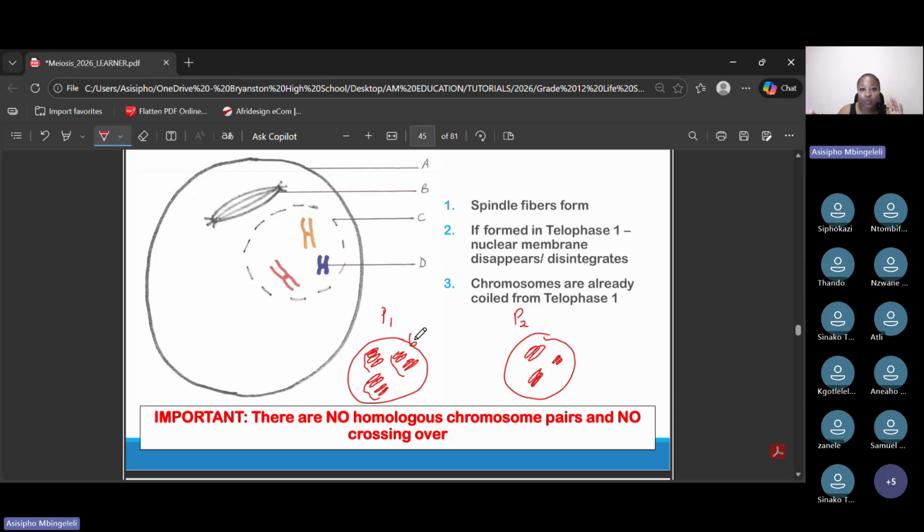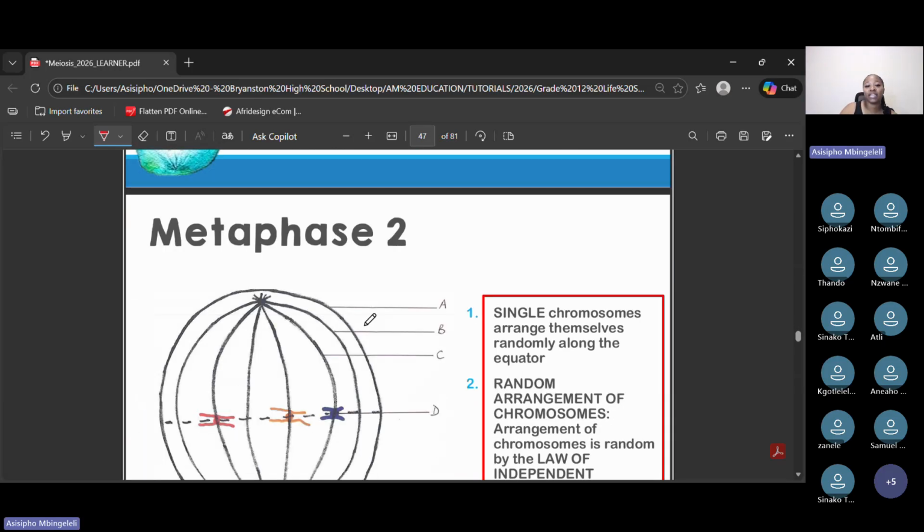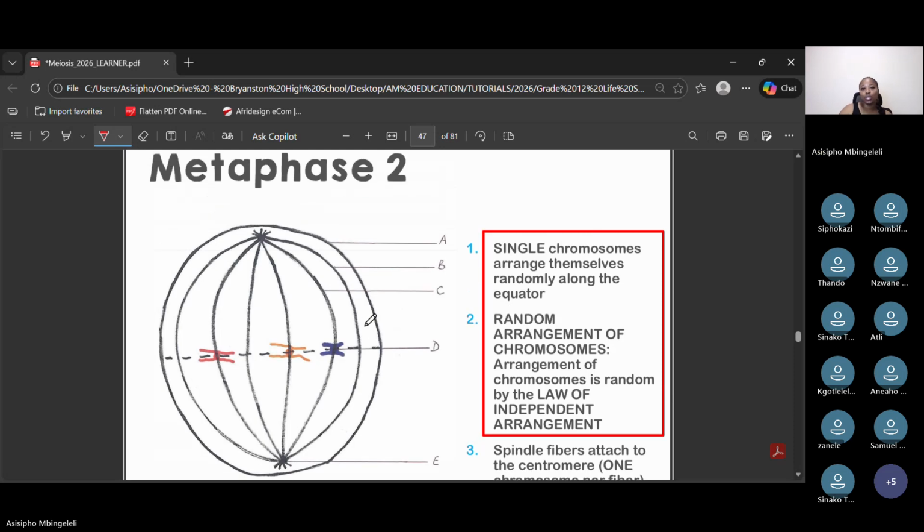Let's look at the chromosomes. 6 in prophase 1, 3 in prophase 2. In prophase 1, they're in pairs. In prophase 2, they are not in pairs. Please note that in prophase 2, there is no crossing over that takes place. No crossing over. Then metaphase 2. Ooh, I need us to look at this. Still, we are finding chromosomes in the middle of the equator, but are they in pairs? No, they are not in pairs.